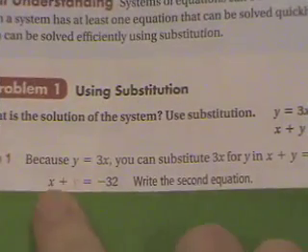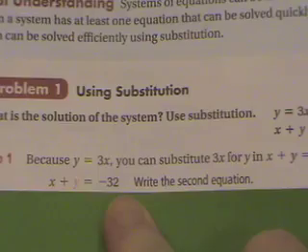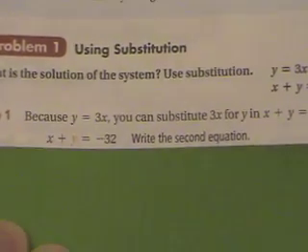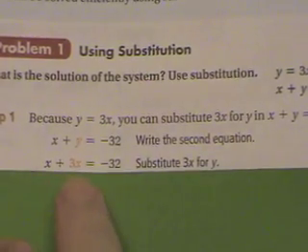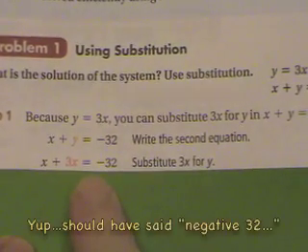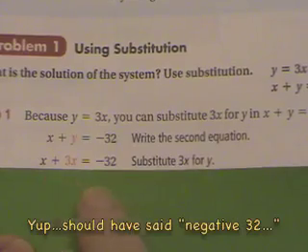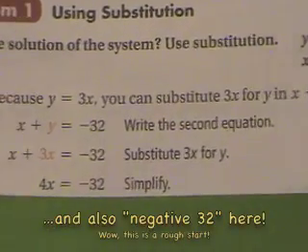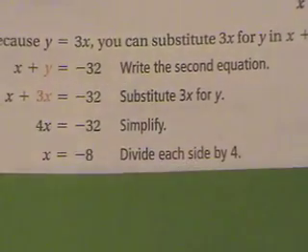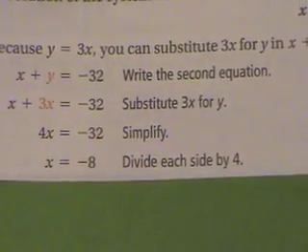So here's the process. X plus y equals negative 32. But we know that y equals 3x. So x plus 3x also equals negative 32. And now you can simplify. 4x equals negative 32. And you end up with x equals negative 8.